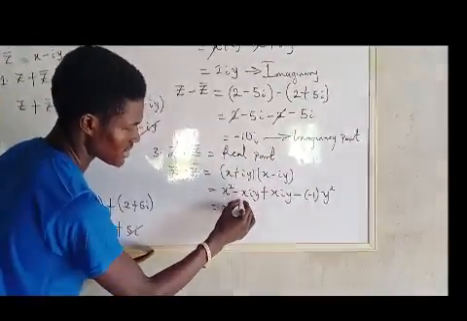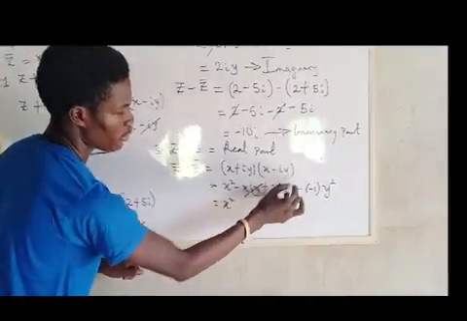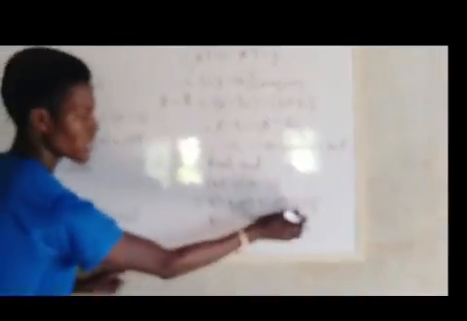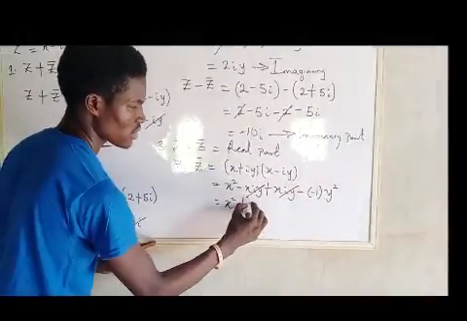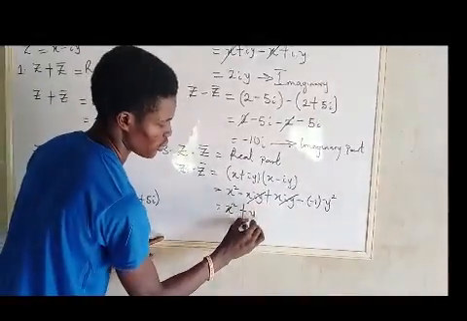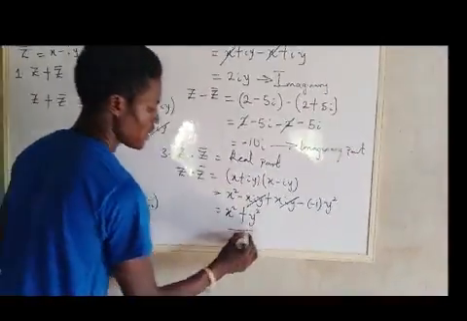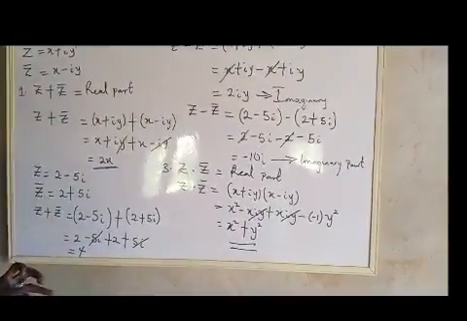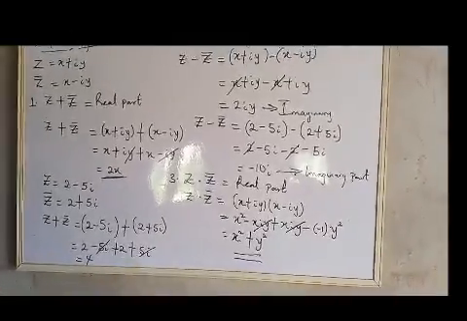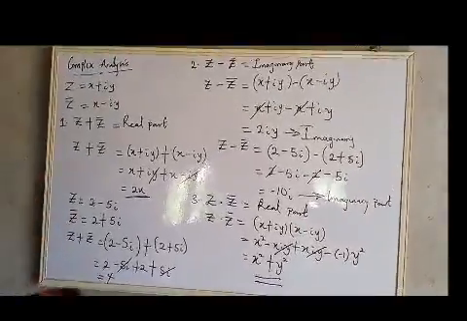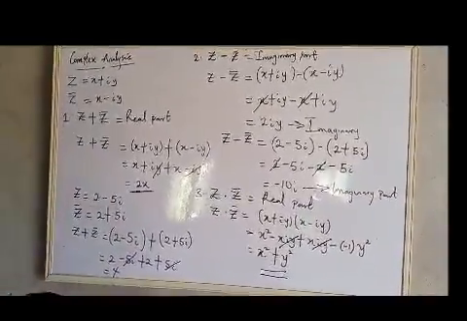Now minus xiy plus xiy will cancel each other. Minus times minus will give us plus, 1 times y squared gives us y squared. So we can see that this is a positive real part. So you can go ahead and use the earlier example to try it. You will get the same thing.